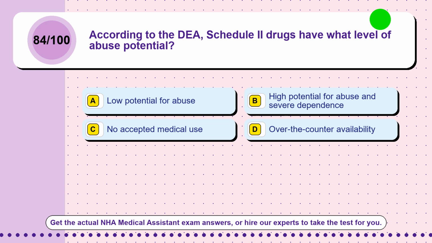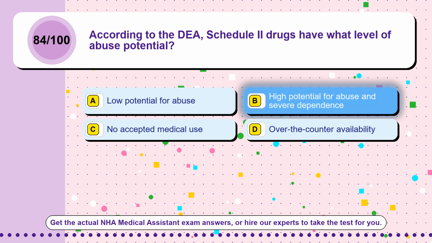Question 84. What type of glove material should be used if a patient or phlebotomist has a documented type I hypersensitivity allergic reaction? Option A, powdered latex. Option B, non-powdered latex. Option C, nitrile or vinyl. Option D, cotton utility gloves. The correct answer is option B.